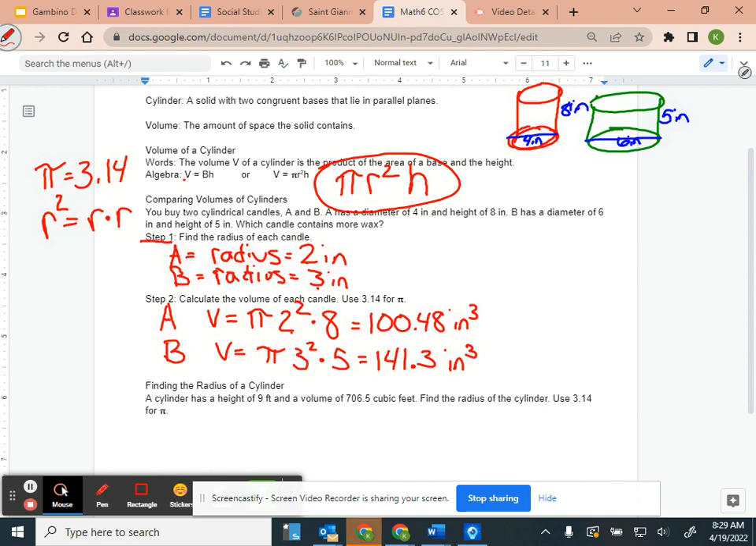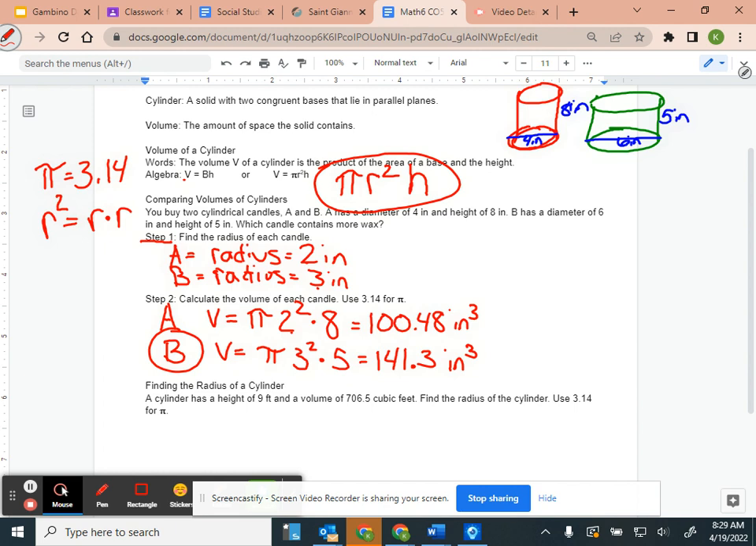So let's go back to what our question was asking. Which candle contains more wax? Candle A or candle B? Rhea? Candle B contains more wax. 141.3 is bigger than 100.48.